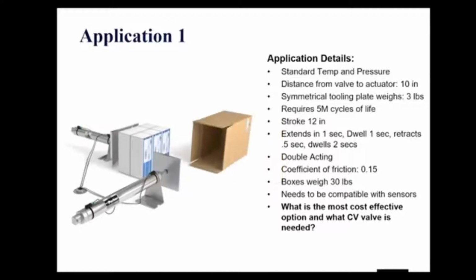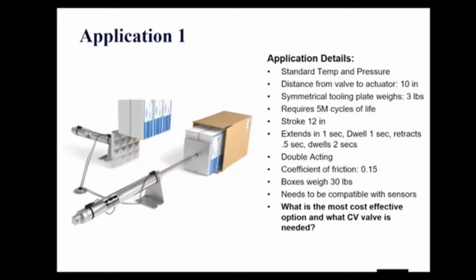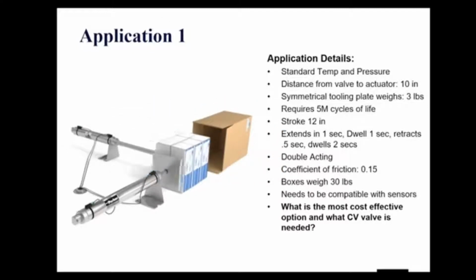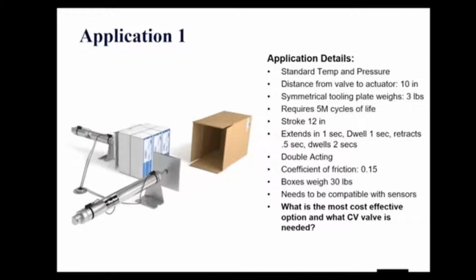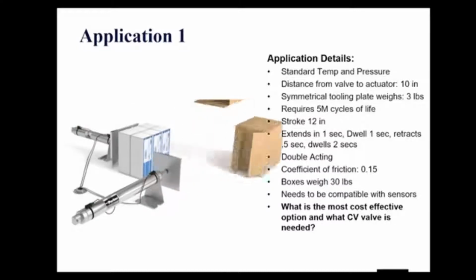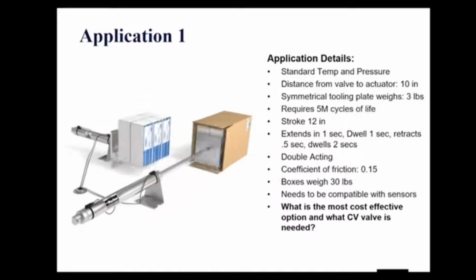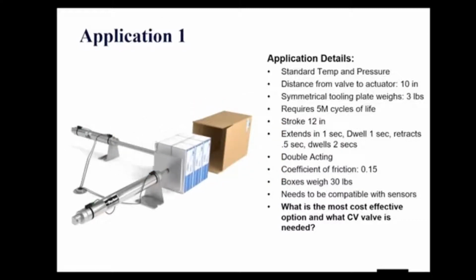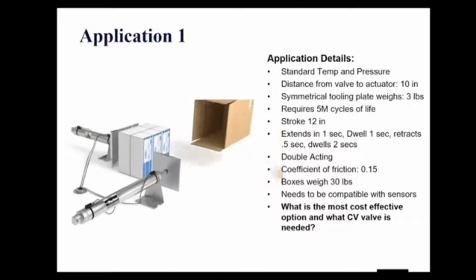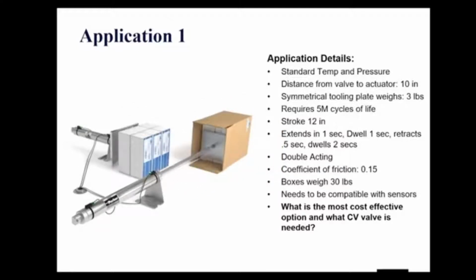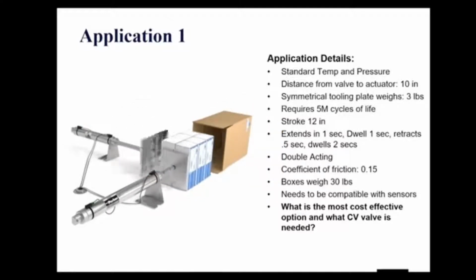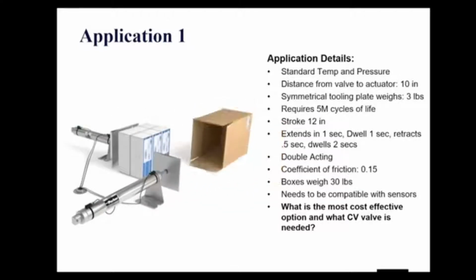The extend time is 1 second. It dwells for a second, retracts in a half a second, and then dwells for 2 seconds. It is a double acting cylinder, and the coefficient of friction is 0.15. And those 6 boxes weigh in total 30 pounds. It does need to be compatible with sensors, and the question is, what is the most cost-effective option, and what is the Cv value needed for a valve for this cylinder?